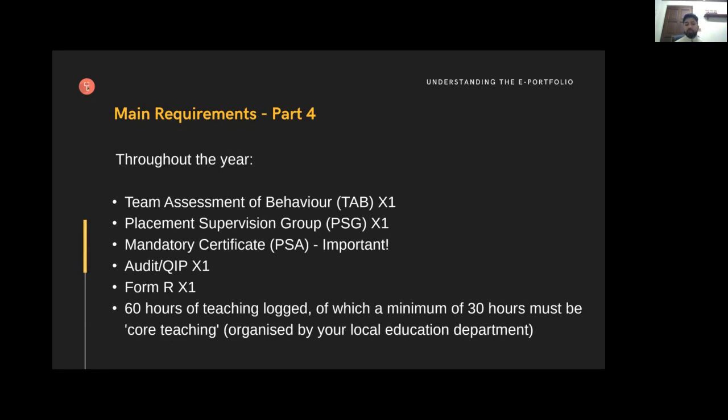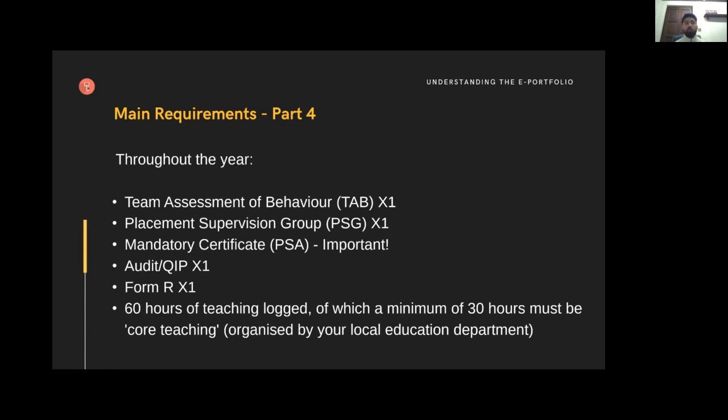Throughout the year, you'll also need to complete 60 hours of teaching. 30 of these hours must be core teaching. Core teaching means it's been organised by your local education department. Oftentimes, you'll need to sign a register or sign in via Teams. That will give proof of attendance.